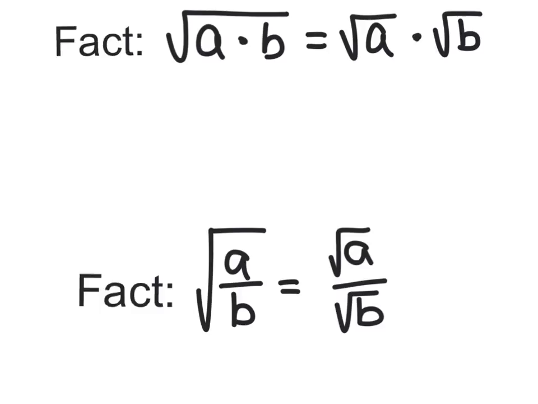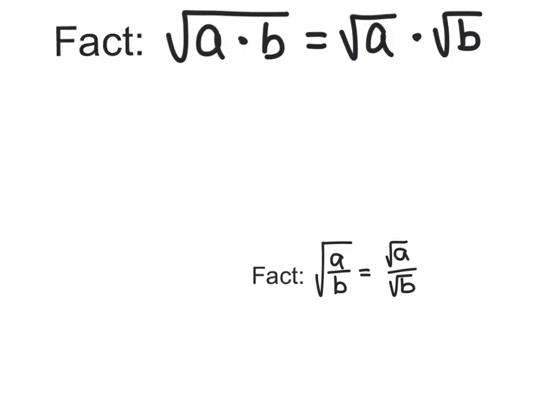Please copy down this first fact. The square root of a times b equals the square root of a times the square root of b. Okay, so what I want to do right now is get this second fact. Let's not worry about this second fact. Let's just focus in on that first one and put this to the side over here. We'll come back to that later.